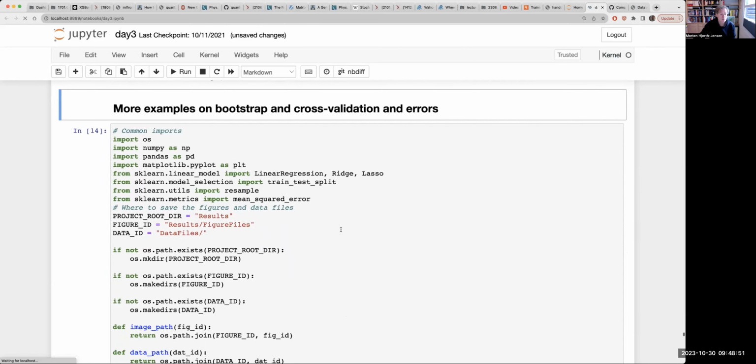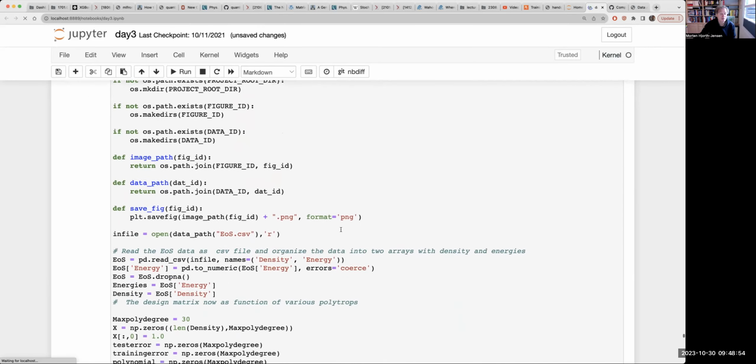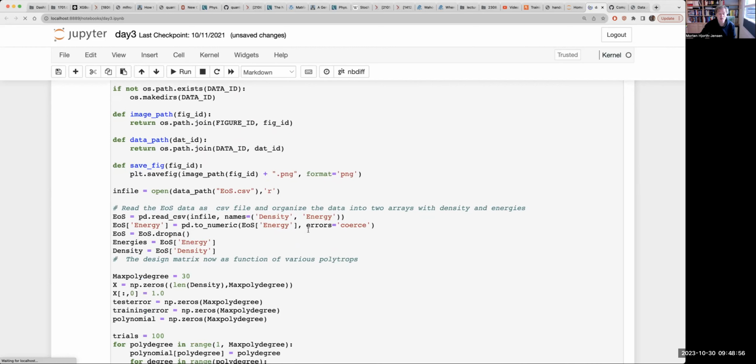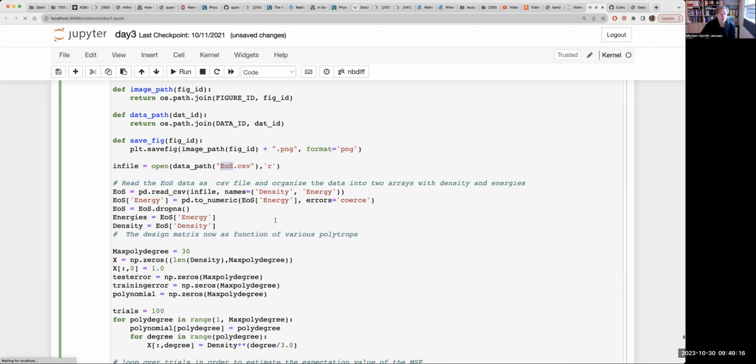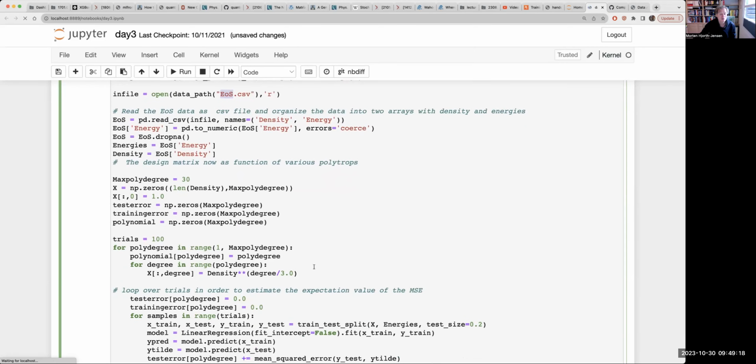And there are more examples here on how you can use that. This is a case where I've taken the energy per particle for infinite nuclear matter, and the energy comes in as a function of density. And I'm using pandas here to read in a CSV file, which you can have access to. It's called the EOS CSV. So it's the result of a theoretical calculation here. And here I'm making a fit in terms of a polynomial, which depends on the density. So this goes like the power of the polynomial to degree 1/3.